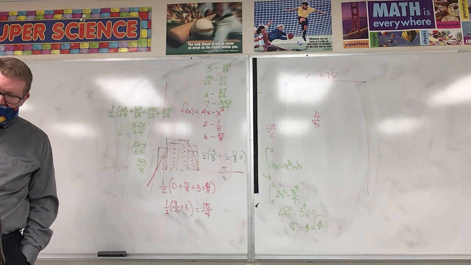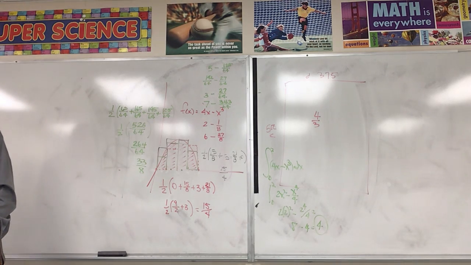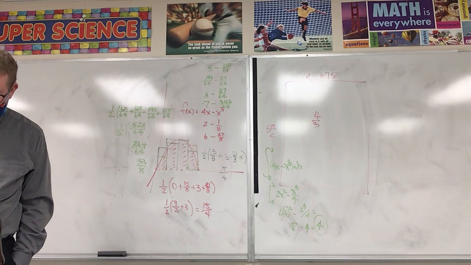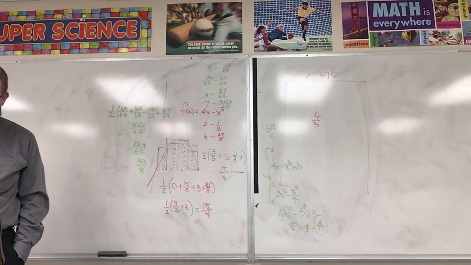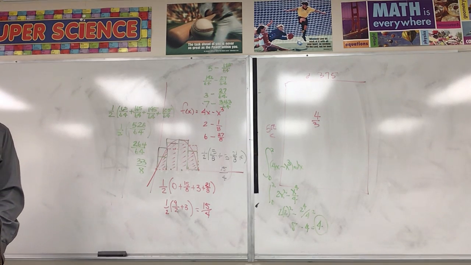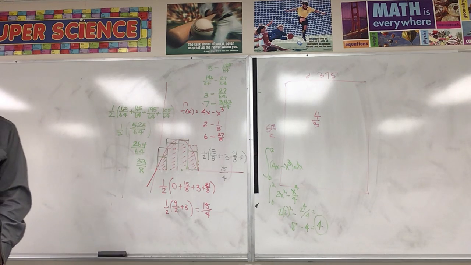Letter C. f of x is less than g of x on the interval of -2 to 5. Well, that is false, because we just went through the other one. This 7 is not less than 2. Correct.